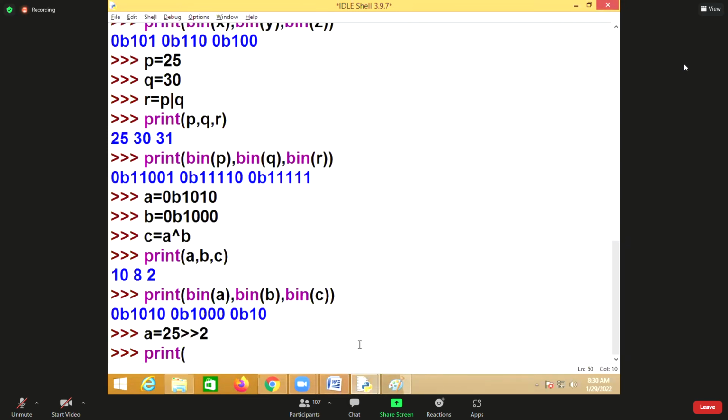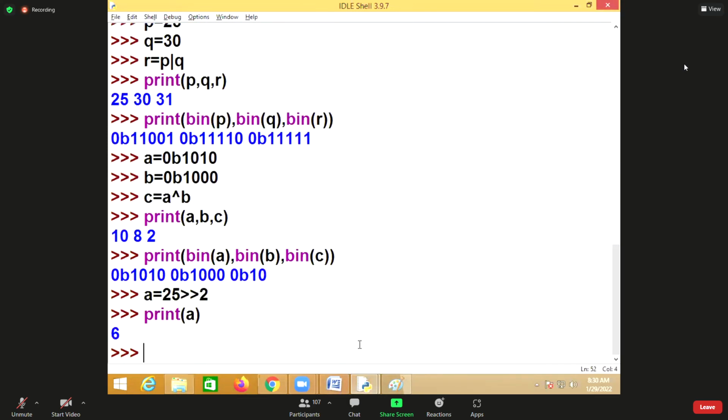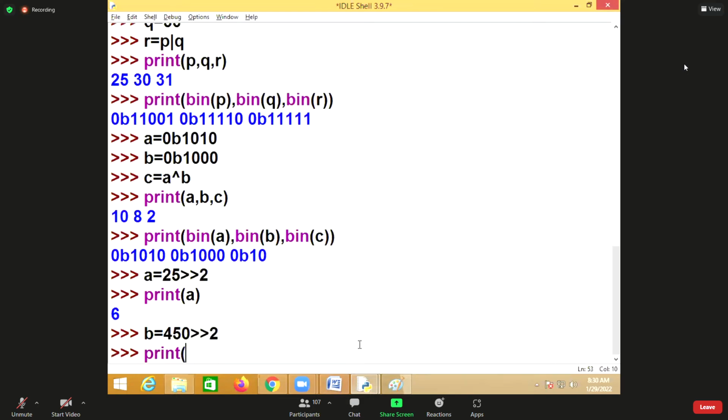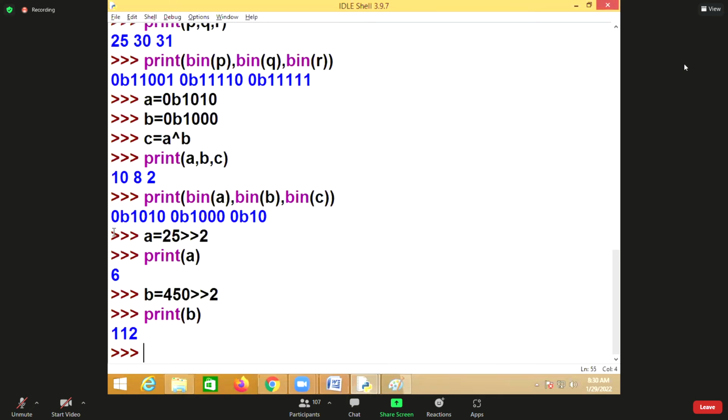Then if I print A value, what is A value here? 6. Okay, if I'm saying B equal to some, okay, 450, right shift to 2, what is B value? Is it difficult to find the result or not? Yes. Because you have to convert this 450 into binary, then delete 2 bits, then again convert into decimal. Will that become very complex or not?